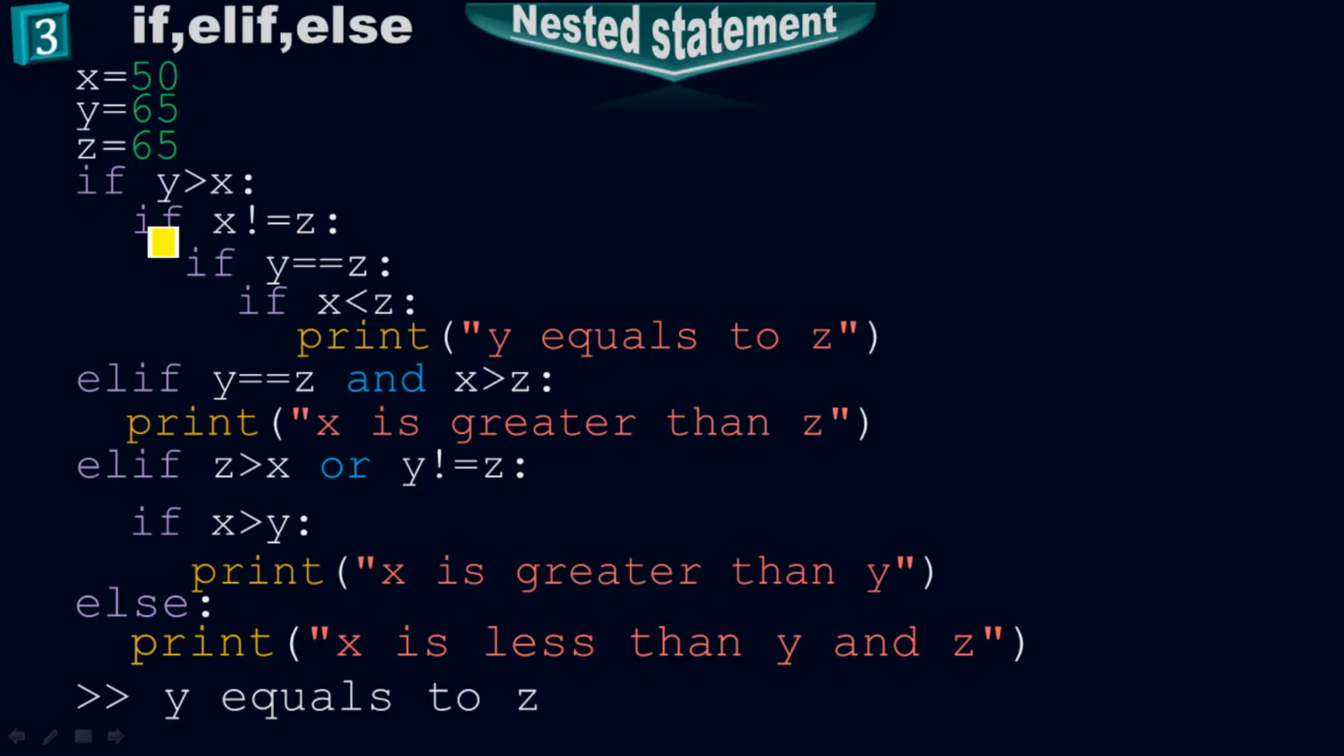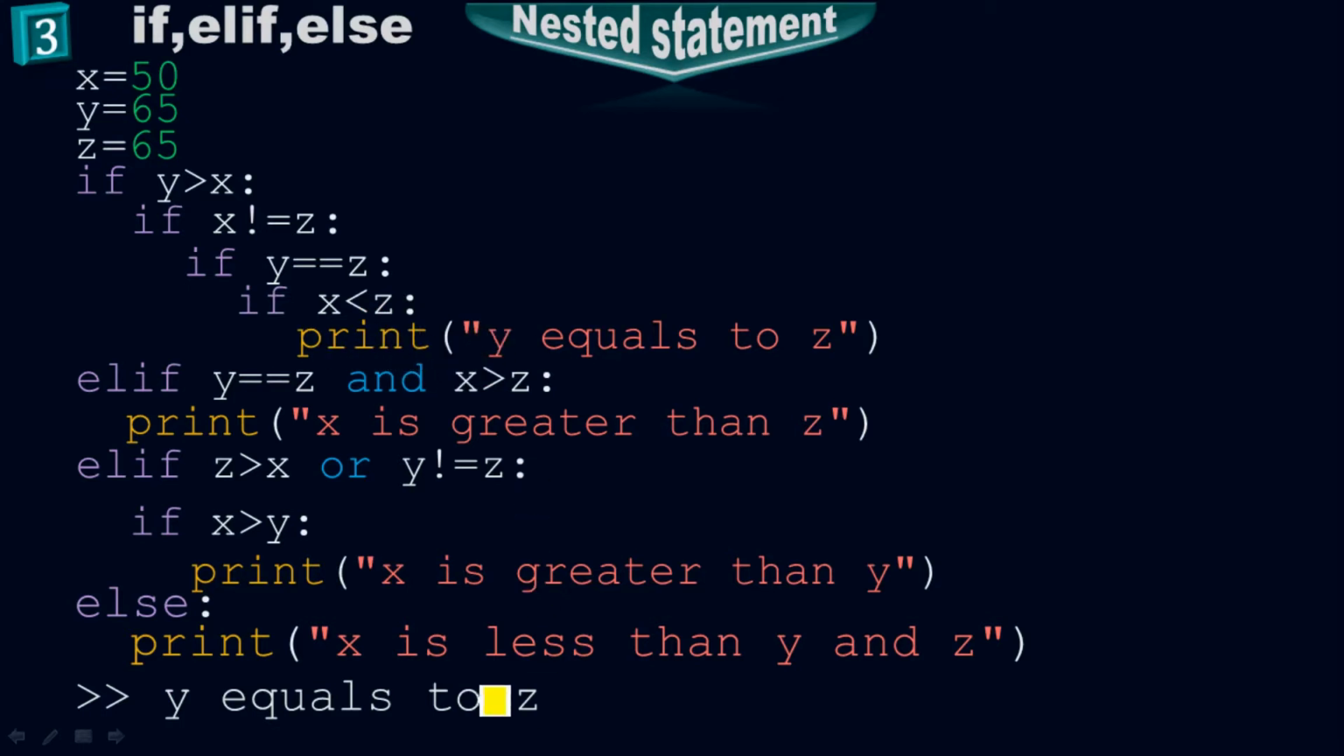only then the second condition will be executed. Similarly, if the second condition is true, only then the third condition will be executed. If the third condition is true, if this is satisfied, only then the fourth condition will be executed. If the fourth condition is satisfied, only then this print function will be printed in the final output.